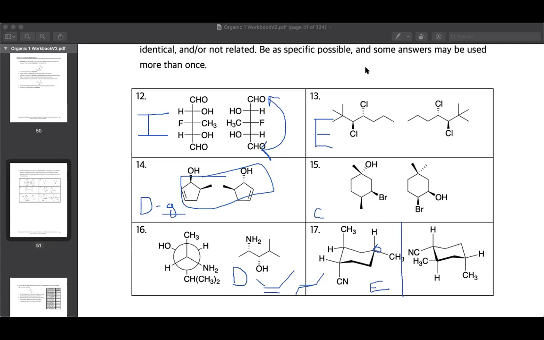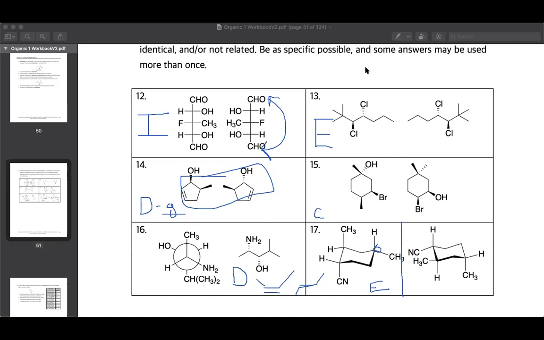Sure. And I would say those are enantiomers, but they're conformational. No, sorry, I think I'm confusing things here. Yes, they are enantiomers. I meant to cross this out. I didn't write enantiomer yet. They are enantiomers, if I'm confusing people.